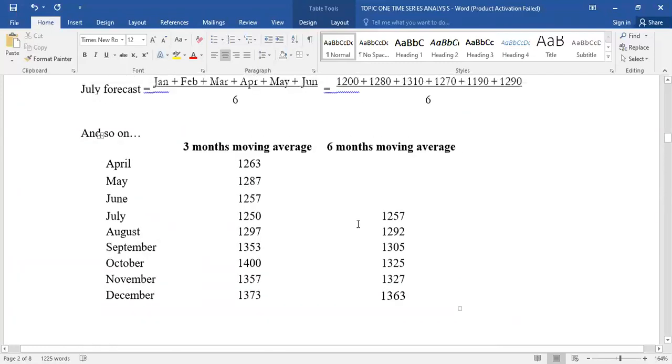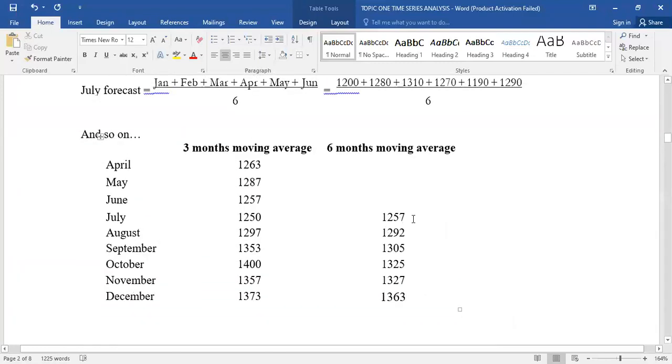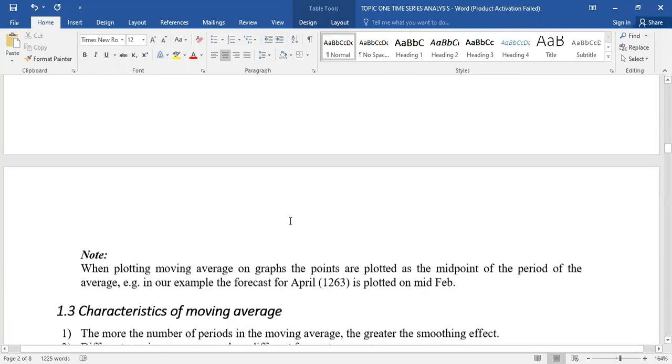You can see this curve, this 1257, then we are landing at 1292. Here we are moving from 1252 to 1297, about 47 points, and here we are talking about 35. So this one is a bit smoother compared to the 3 month moving average.